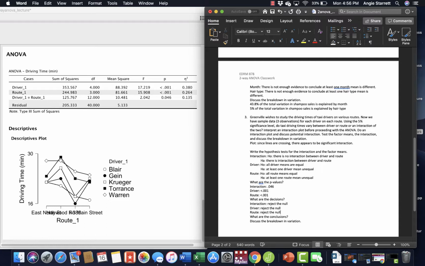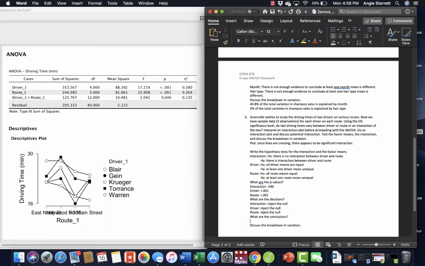Real quick here, notice though, we're using a 5% significance level or a 5% alpha. Notice if we had been using a 1% alpha, we would not have rejected the null for interaction. So it's only because we're using a 5% alpha that the interaction is actually significant. All right, remember, that means we've got a 4.6% chance of making a wrong decision, or a type 1 error. So sometimes we like to see smaller p-values than that.